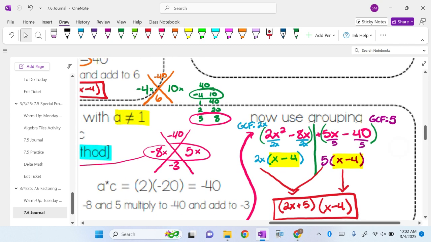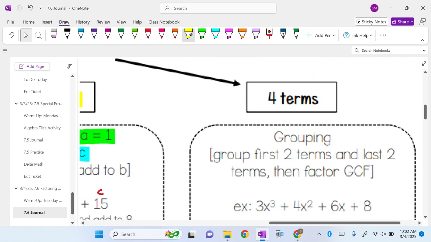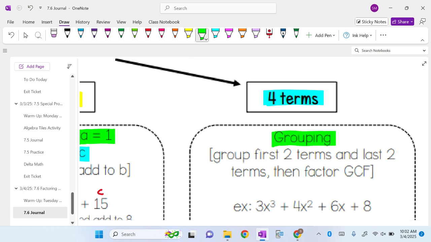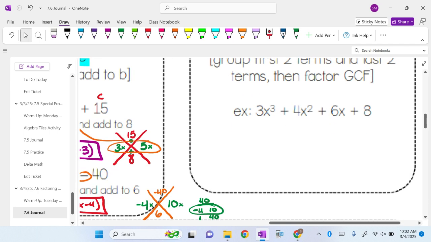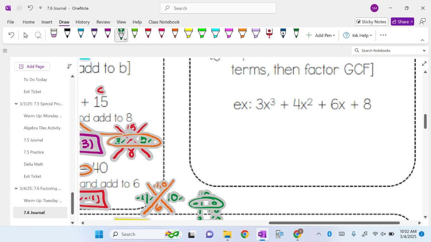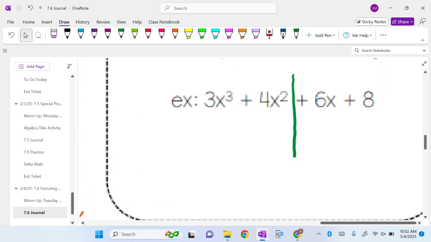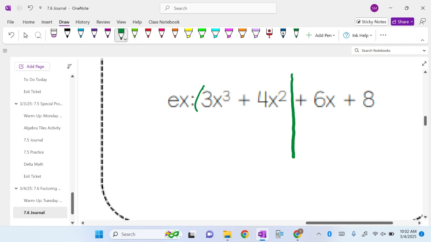Now, the last part is if you have 4 terms. If you have 4 terms, you're flat out grouping. 4 terms, automatic grouping. So we're just going to go through the same process that we just went through. Split your polynomial into groups of 2 terms. So here's my first group. Here's my second group. Oh, and make sure to include the sign in front of the third term of the last group.